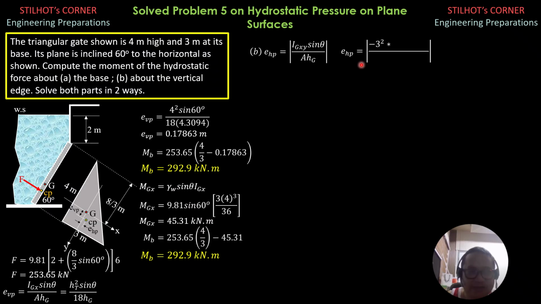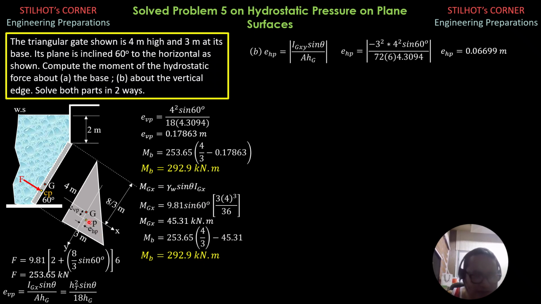E sub HP equals negative B square H square over 72, the product of inertia with respect to the centroidal axis for this orientation of the triangle. Then sine of theta, sine 60, divided by the area of the triangle, which is 6, 1/2 of 3 times 4, and HG is 4.3094. So E sub HP is 0.06699 meter.